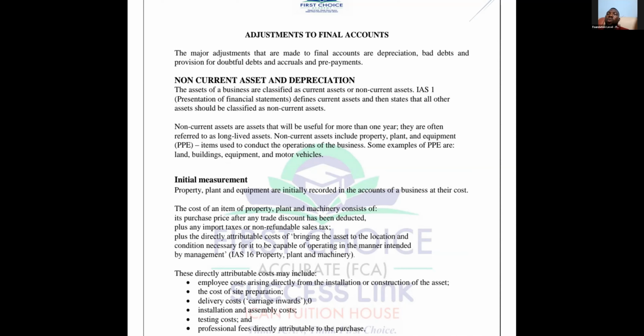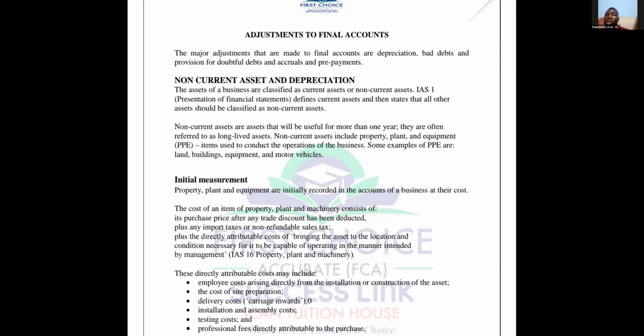Remember, in the first class that we had, we talked about the accounting process. Under the accounting process, number one is collection and analysis of data. Number two is posting into journal that we have done. Number three is posting into ledger that we have done. Number four is what? Preparation of trial balance. Number five is adjustment of trial balance. So we need to prepare an adjusted trial balance.